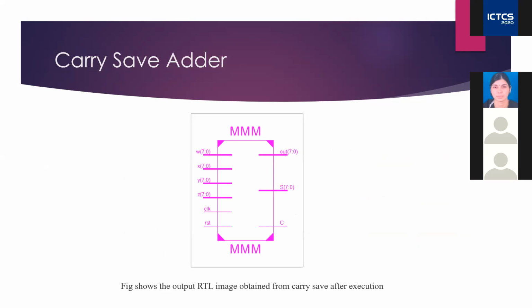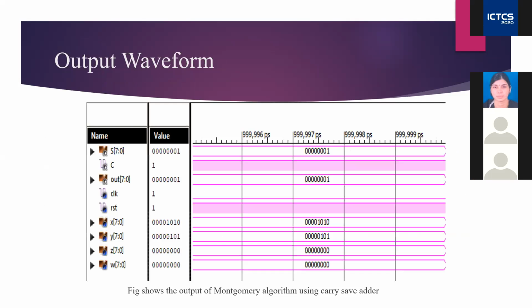This is the typical output RTL image after the execution, and here is the output I got by using the carry save adder.